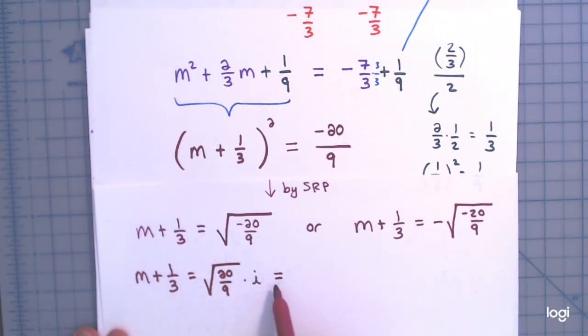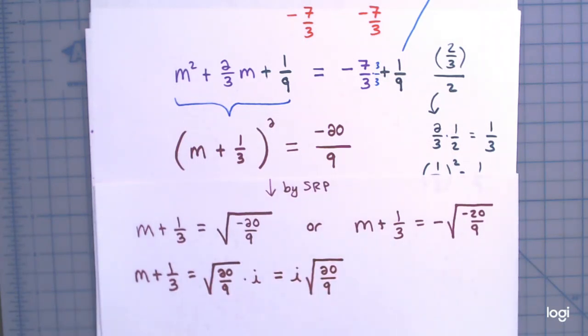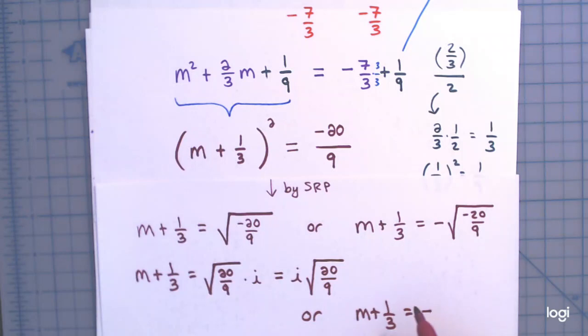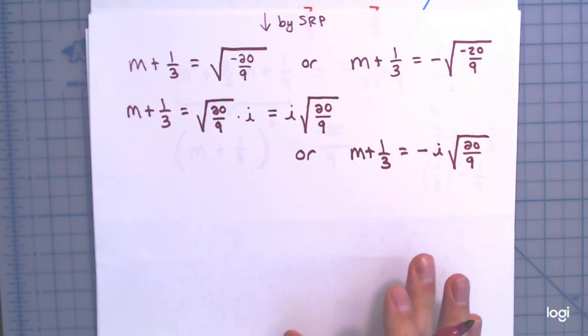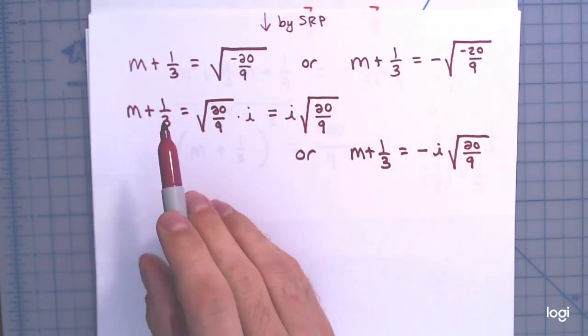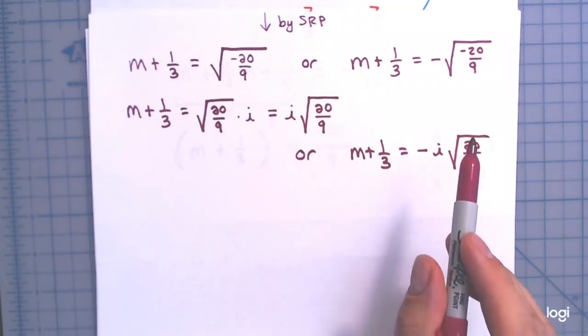So very often, instead of putting the i after, they'll put the i before, i times the square root of positive 29ths. And I'll do that over here as well. Or we have m plus 1/3 equals the opposite of that, so negative i times the square root of 29ths. Now, we've got these two equations: m plus 1/3 equals i times the square root of 29ths, and m plus 1/3 equals negative i times the square root of 29ths.